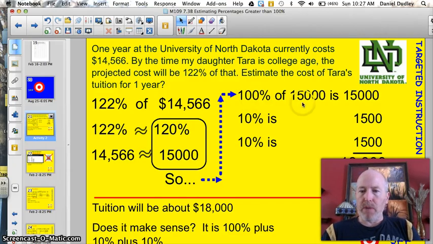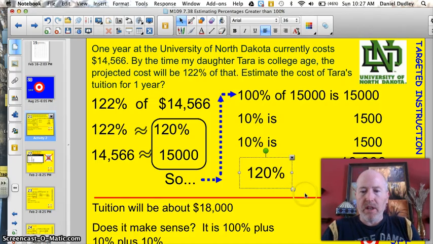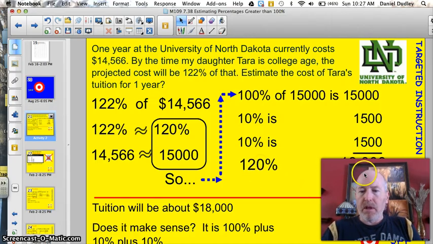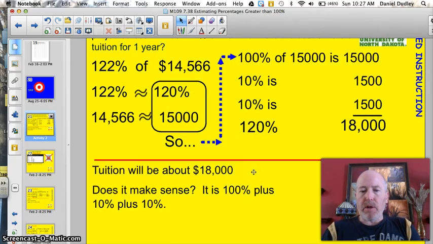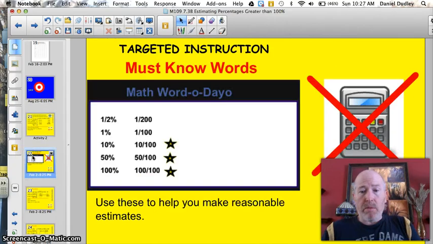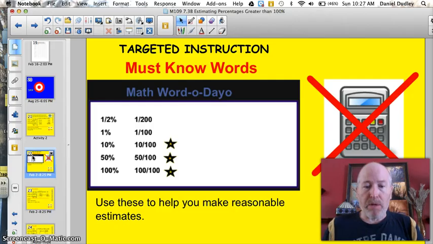So, coming back up to do my calculations, 100% of 15,000 is 15,000. 10% is 1,500, and there's another 10% is 1,500. So totally here, I've got my 120% all lined up here and added up. And if I add these numbers up, I get 18,000. Tuition will be about $18,000. Does this make sense? Well, yeah, it's 100% plus 10% plus 10%. So absolutely.